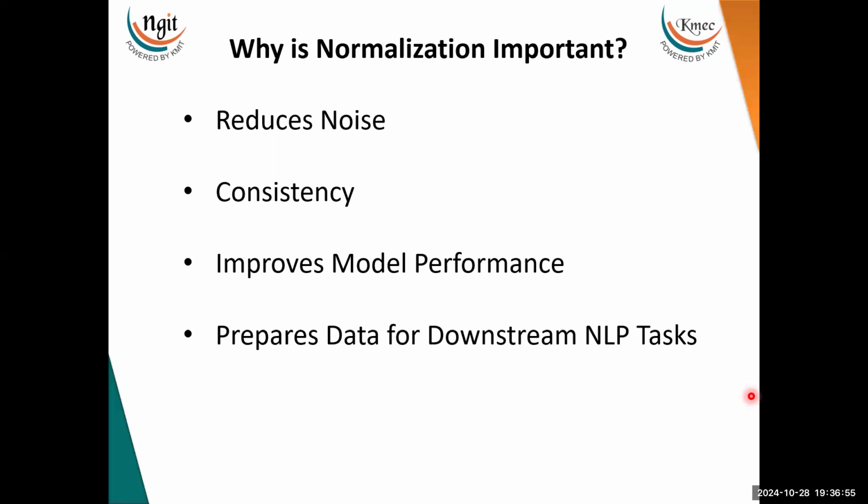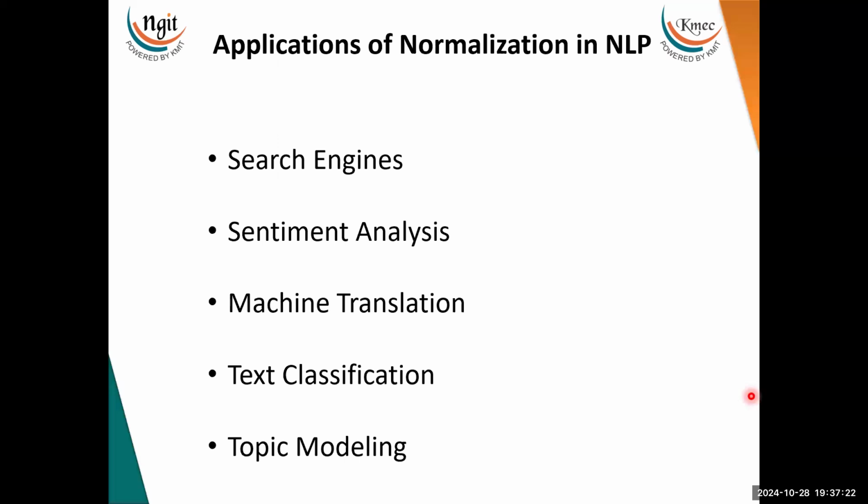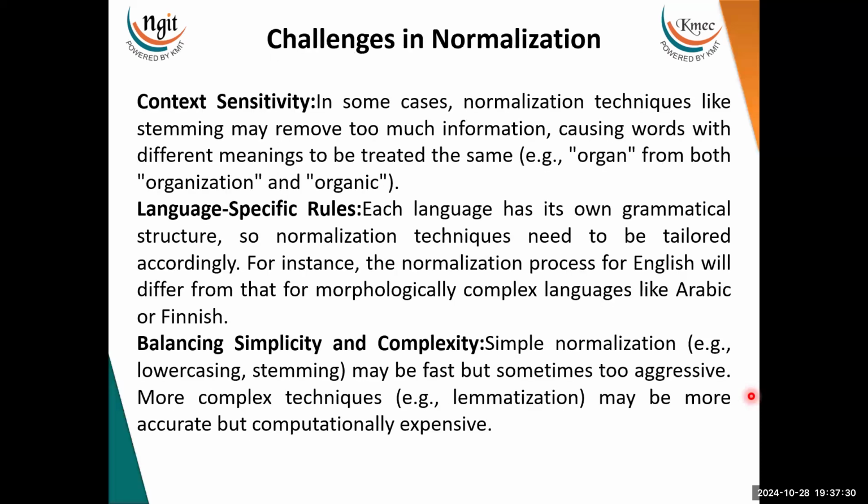Then we talk about preparing data for downstream NLP tasks. We all know that the necessary pre-processing steps are needed for these downstream NLP tasks, such as sentiment analysis, machine translation, or NERs, that is named entity recognition. All of these fall in this. Then applications: search engines, sentiment analysis, machine translation, text classification, topic modeling. And these are the challenges we have.